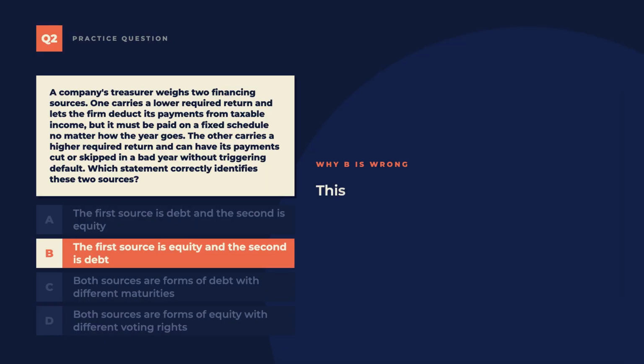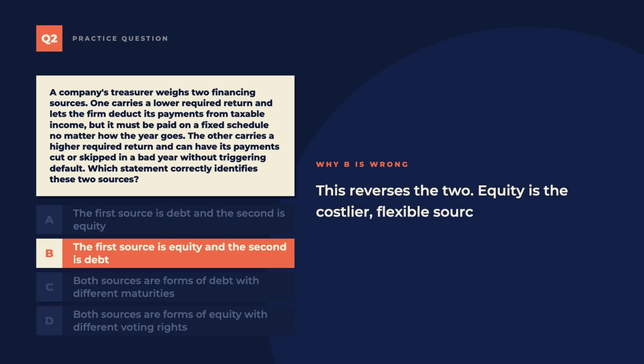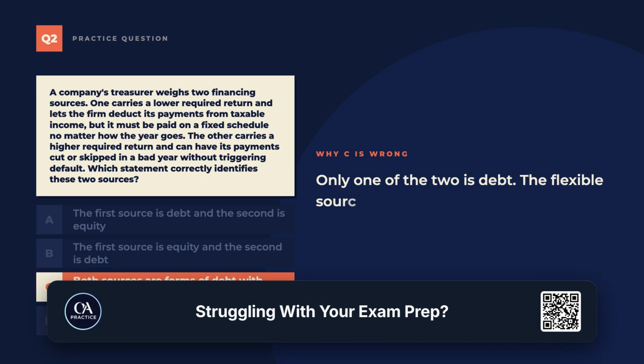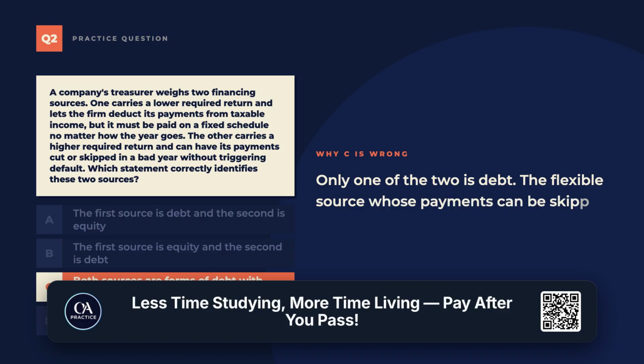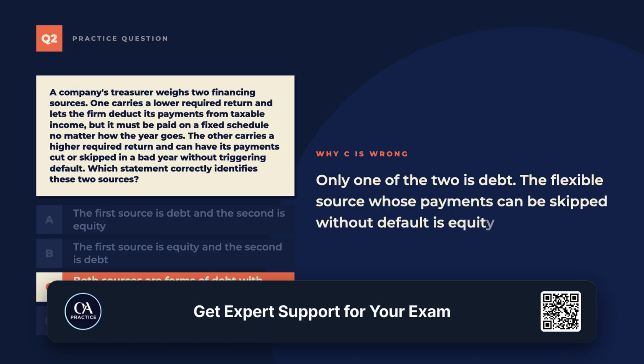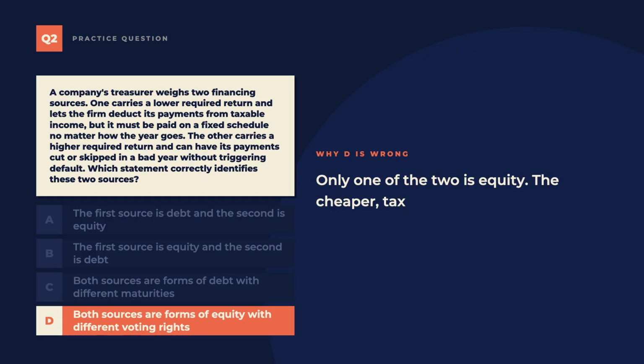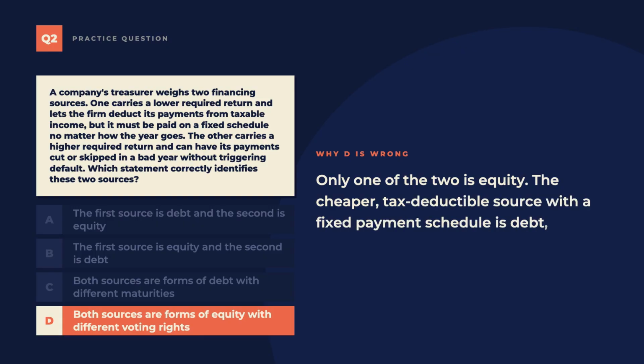B is wrong because this reverses the two. Equity is the costlier, flexible source, not the cheaper source with a fixed payment schedule. C is wrong because only one of the two is debt. The flexible source whose payments can be skipped without default is equity, not a second form of debt. D is wrong because only one of the two is equity. The cheaper tax-deductible source with a fixed payment schedule is debt, not a second class of stock.